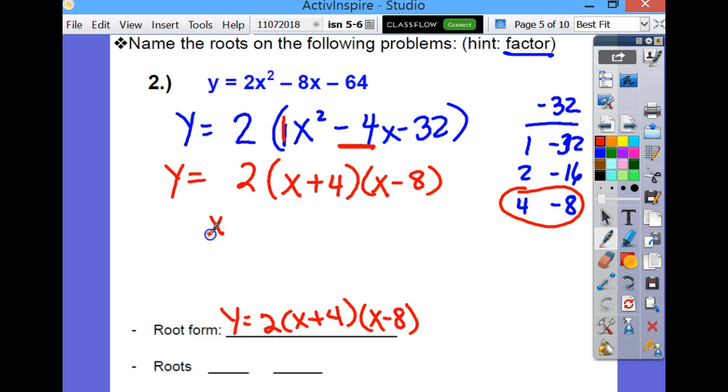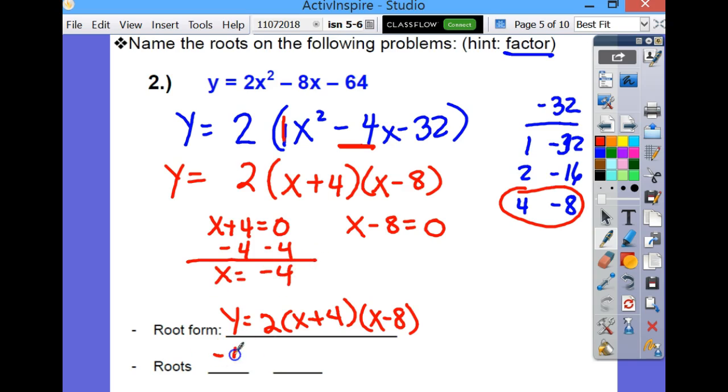Now the 2 can't be equal to 0, but you solve this factor equal to 0. Let's see if I can write down the correct number this time. And so those are your 2 roots. All of that solving that you were doing a couple of weeks ago, what you were finding was the x-intercepts. That can also be called the roots.